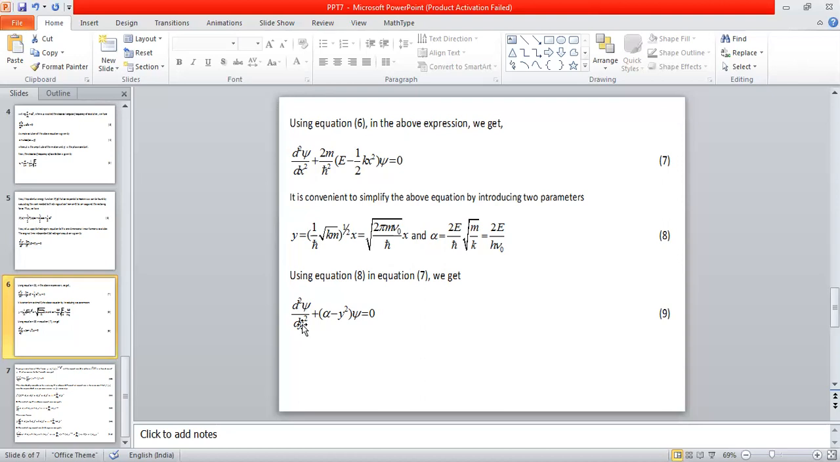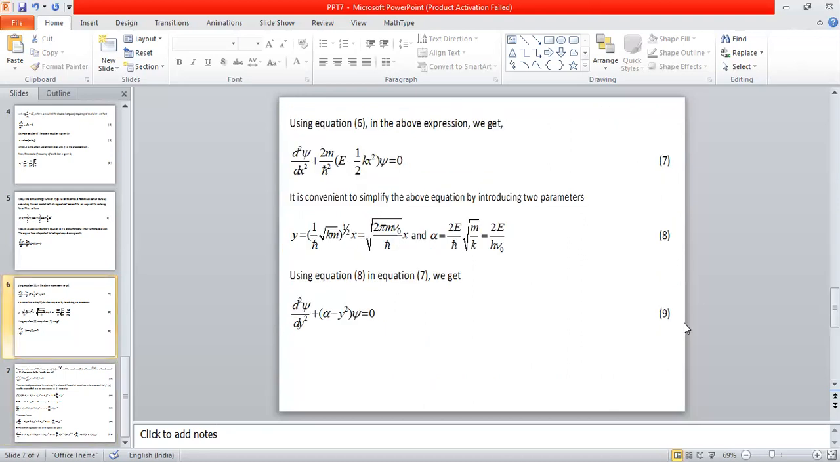So how can we go to equation 9? By inserting equation 8 in equation 7. Anyhow, that mathematical part I have avoided here. But if we insert y and alpha into equation 7 and do the necessary simplification, we end up with an equation of this particular form: d square psi divided by dy square plus (alpha minus y square) psi is equal to 0. So this is the equation that we get after inserting the parameters y and alpha.